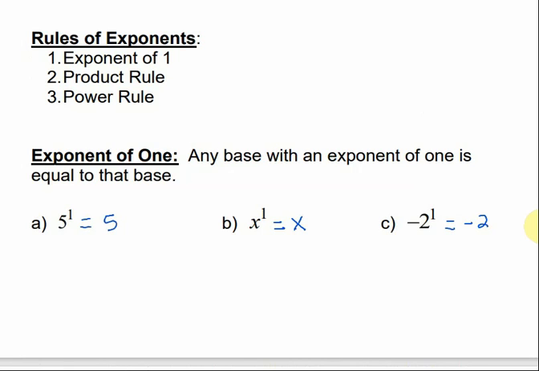We can also go backwards from that rule and say if we don't see a power, then it's understood to have an exponent of 1. So 5 has an understood exponent of 1. X has an understood exponent of 1.